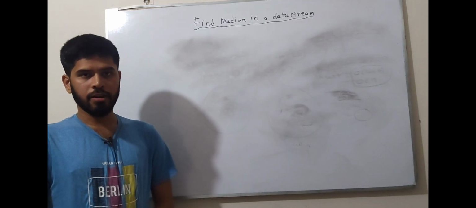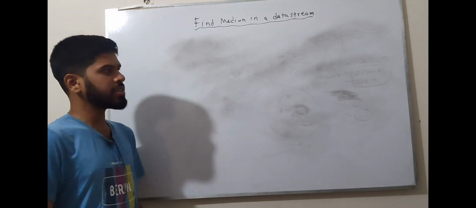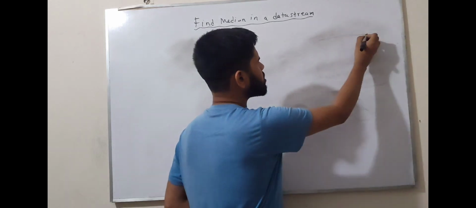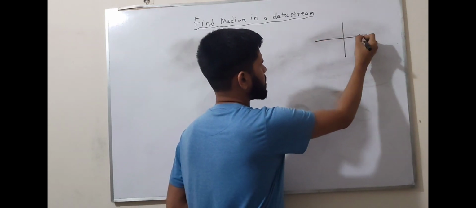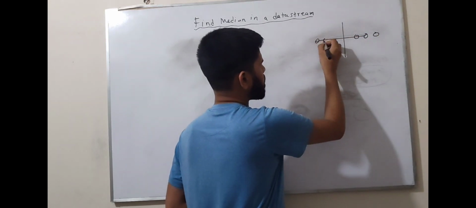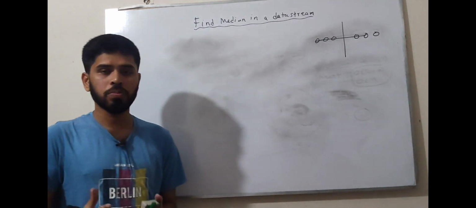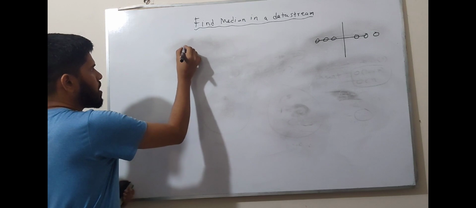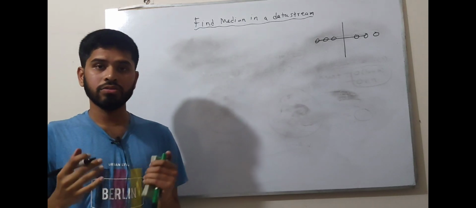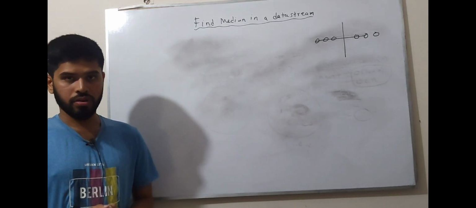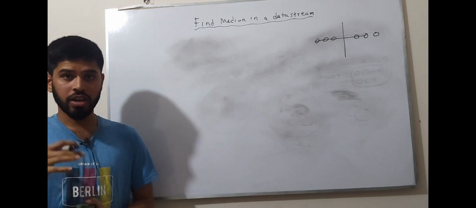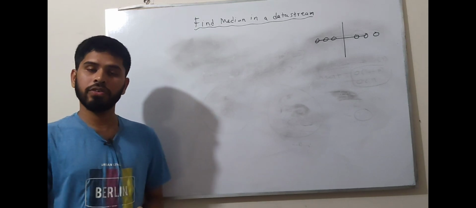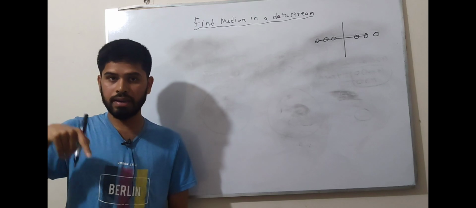Now let's implement our algorithm. The most important thing in this algorithm is that we have to partition our given stream into two parts. Then let's create our heap data structure first. I'm going to just write out the pseudocode, not the real code. If you need real code in your preferred programming language, please comment in this video.